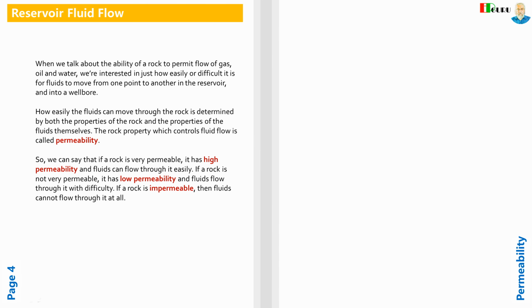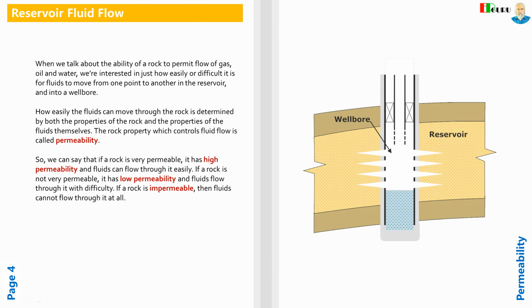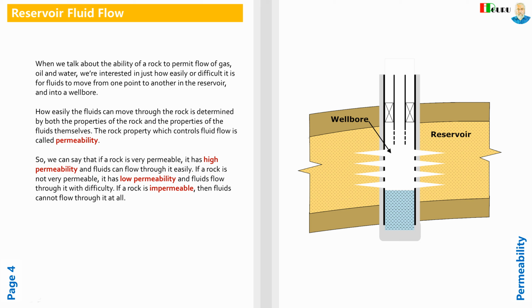When we talk about the ability of a rock to permit flow of gas, oil and water, we're interested in just how easily or difficult it is for fluids to move from one point to another in the reservoir and into a wellbore. How easily the fluids can move through a rock is determined by both the properties of the rock and the properties of the fluids themselves. The rock property which controls fluid flow is called permeability.